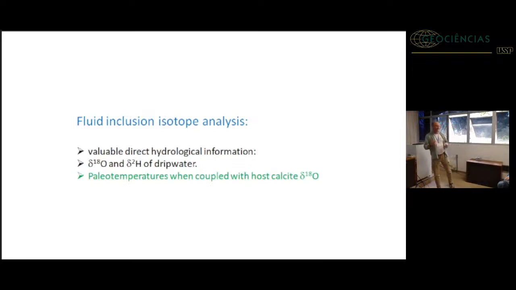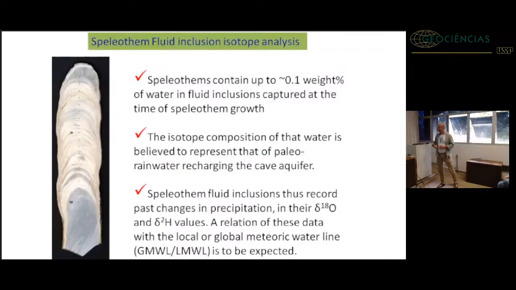But it works in some cases, right? So you then do the oxygen isotopes of the calcite and the oxygen isotopes of the water, and get temperatures. There we go. The typical speleothem contains up to 0.1% of water, which doesn't sound like much, but if you have a kilogram of speleothem, we often have that. That's still a gram of water, right? That's pretty good.